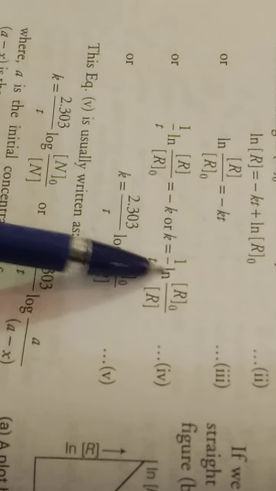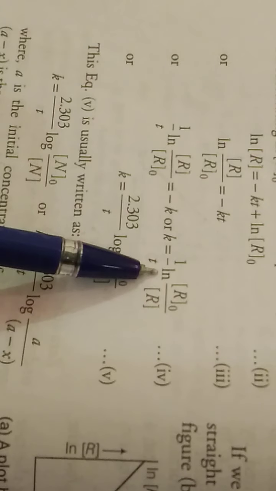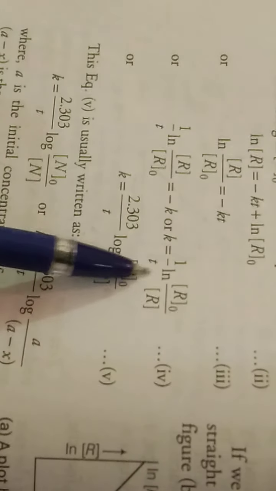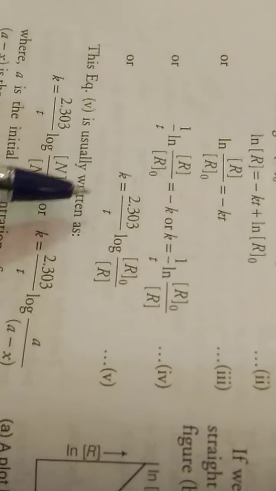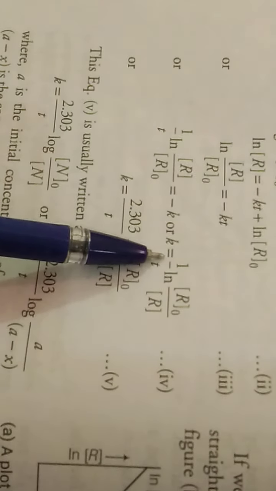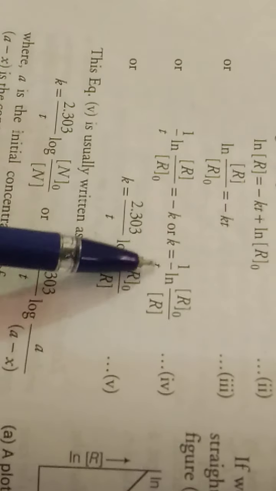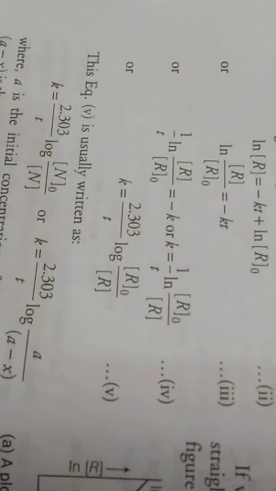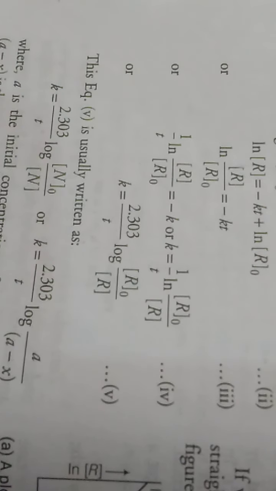We have solved this kind of question earlier also. Whenever it is ln, we take log over here, multiplied by 2.303. So multiplying this with 2.303 and putting log over here, it will be 2.303 upon t log of R0 upon R. So this is the value of the rate constant over here. Okay children, so I just hope this might be clear to you all.